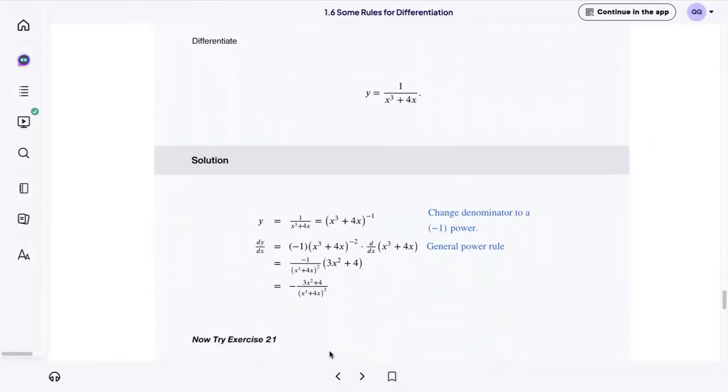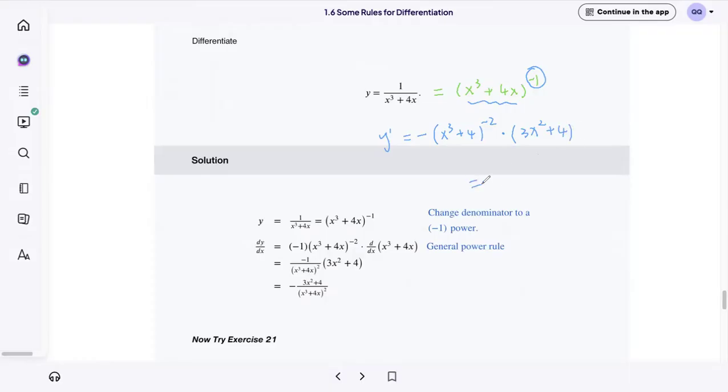Let's see this one. So this one I can rewrite as x cubed plus 4x raised by negative 1. Again, I'm going to deal with the exponent first. So when I take a derivative, I can write it as y prime. That equals negative 1 times whatever the base is. Then I subtract 1 from negative 1, minus 1, minus 1, I get a minus 2. Then I multiply the derivative of the base of the inside, which is 3x squared plus 4.